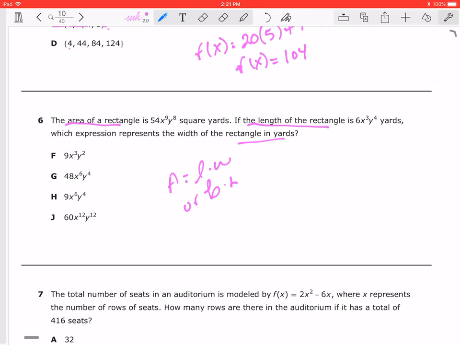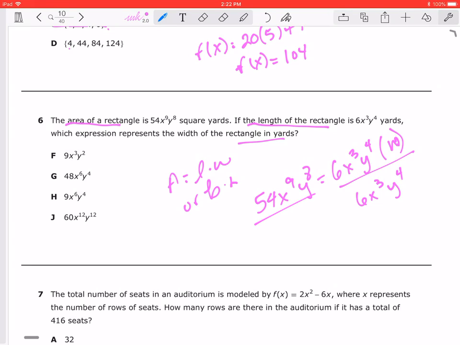Okay, so that means we're going to have 54x to the 9th y to the 8th is equal to 6x cubed y to the 4th times whatever represents the width. So whatever our unknown width is. Well, how do I isolate the w? I'm going to divide both sides by 6x cubed y to the 4th. So w is going to be equal.